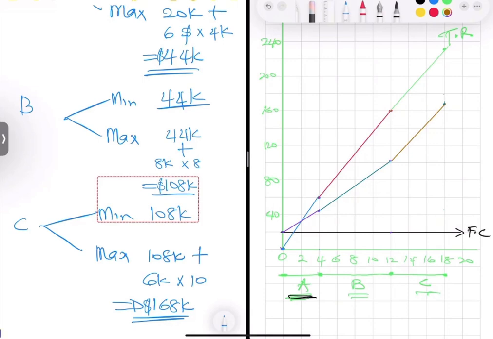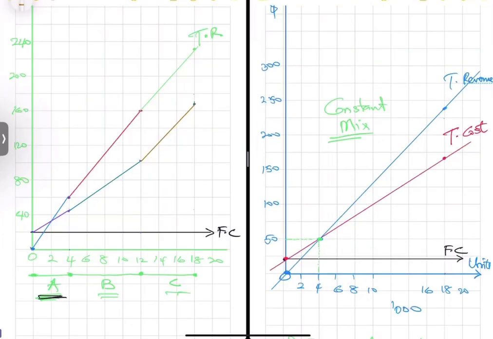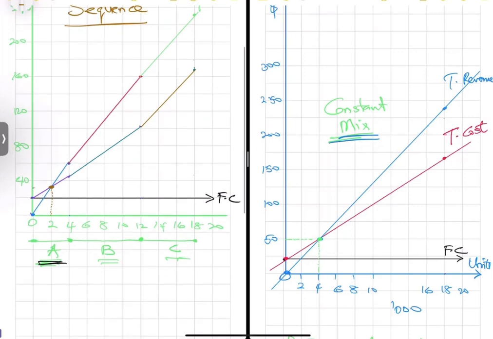So you see that, in fact, let's put it side by side. So this is sequence, and this is the constant mix. Here, look at it. This is the breaking point. If you are selling in sequence, you practically need just how many units to break even? Your break-even units is about how much? Can you see on the graph? Exactly, about 2,000 units.